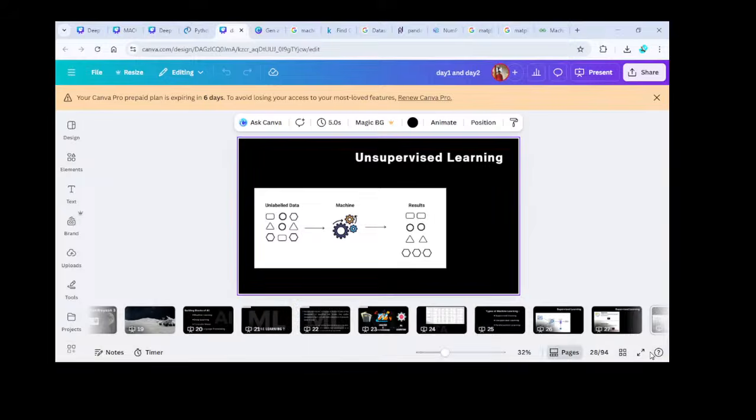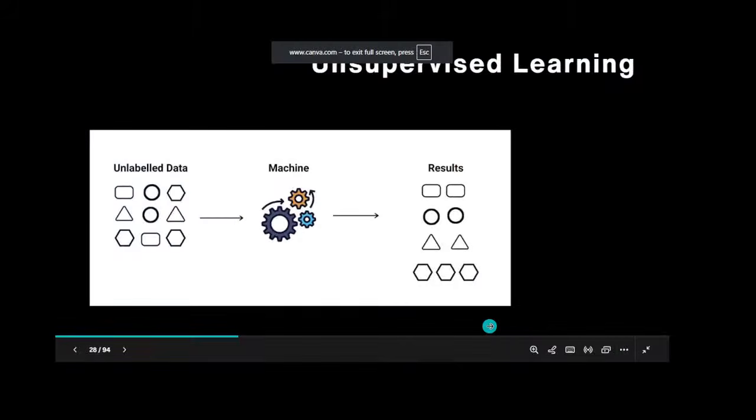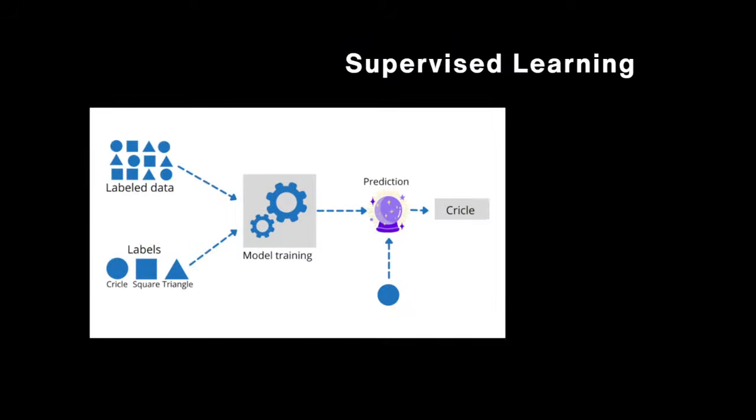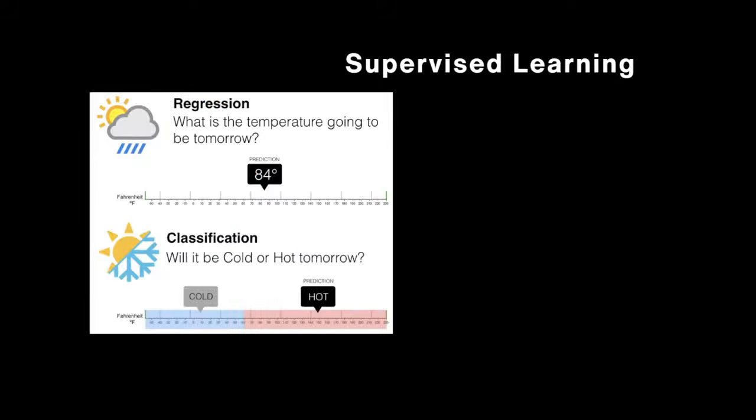Okay, can everyone understand what is labeled data, what is supervised learning? Basically, supervised learning is the process of giving data in labeled format. That is called supervised learning. And we have a number of algorithms used in supervised learning, like regression and classification. These are the algorithms used for supervised learning.